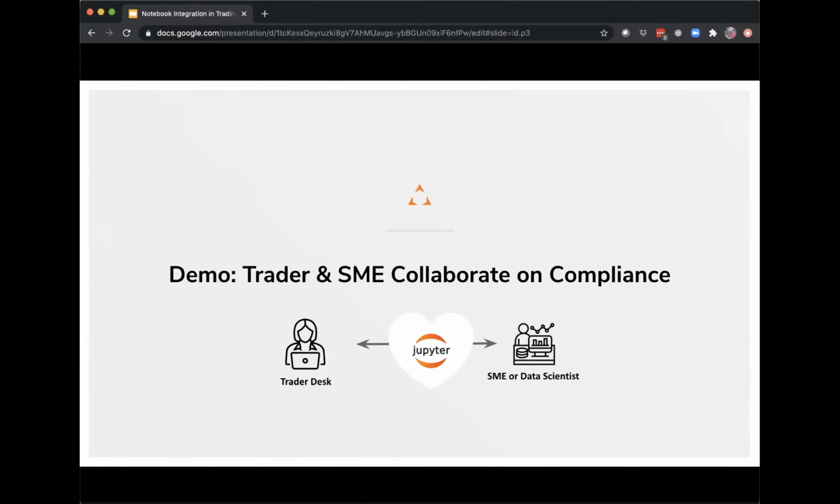In this case, it's going to be a compliance scenario for a more complex financial instrument. Sometimes that notebook user can be an SME as part of the compliance team. Sometimes that's a data scientist that's paired with an SME, and they're both collaborating in that notebook environment. So I'm going to share my screen.